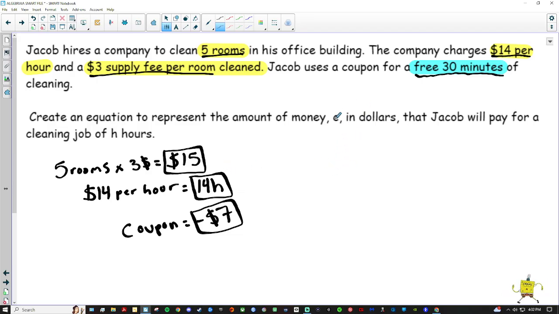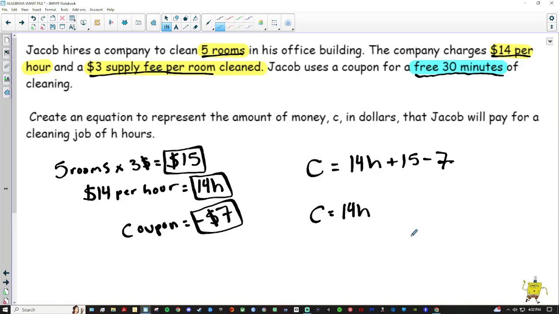So our equation for the total amount of money, C, is going to be our $14 per hour plus the $15 to clean the rooms. But we're going to take away $7 because we have a coupon. So C equals 14H plus 15 minus 7, or 8, is how much it's going to cost. Another problem done.